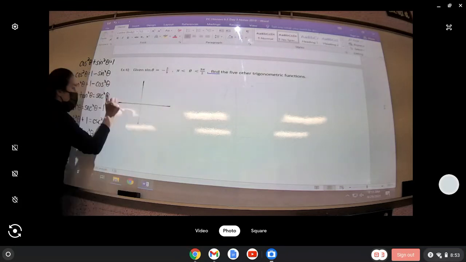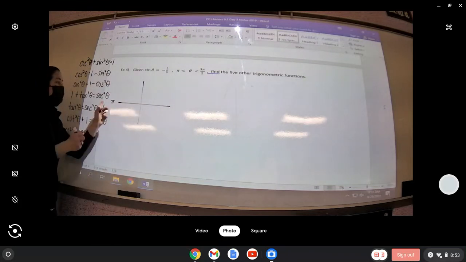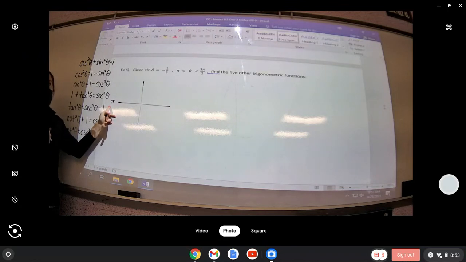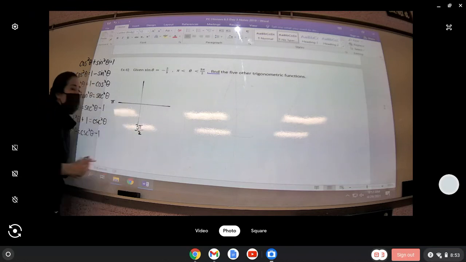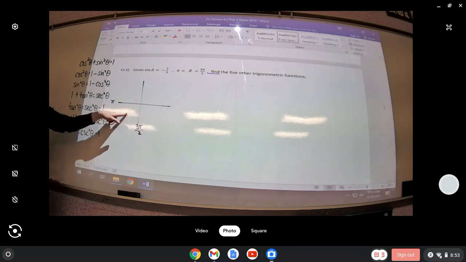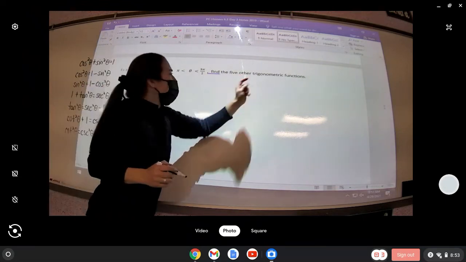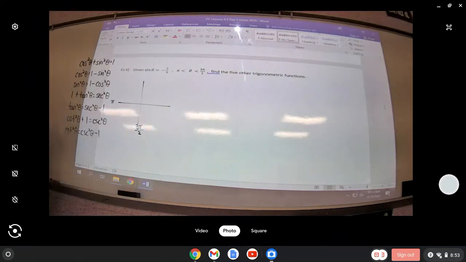Guys, on a coordinate plane, here's pi, right? It's your second 90-degree angle. It's 2 pi's over 2. And then here's your third 90-degree angle, your 3 pi over 2. They're even telling you that theta is in quadrant 3, okay? Find the 5 other trigonometric functions.